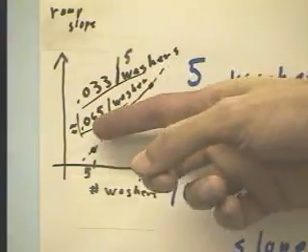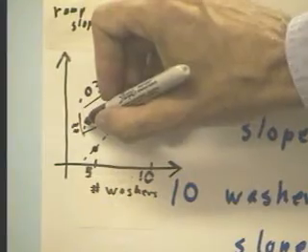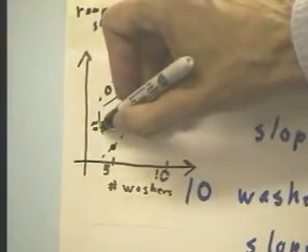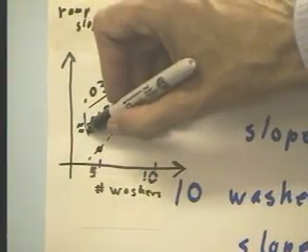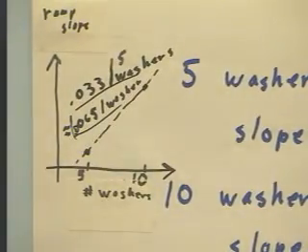But when we did this, we found a slope of, this says 0.065. It should say 0.0065. I've got an unstable surface to write on here. That should be 0.0065 per washer.